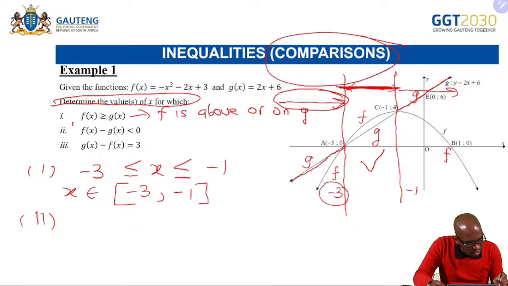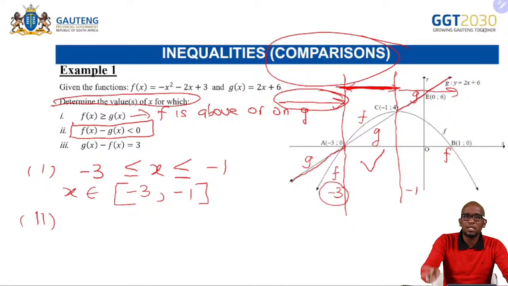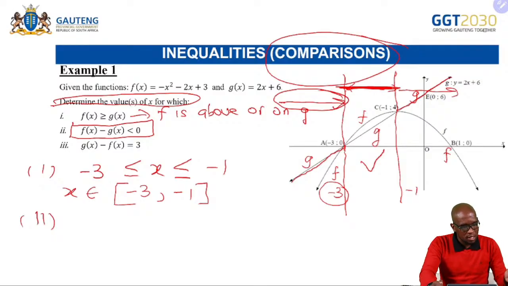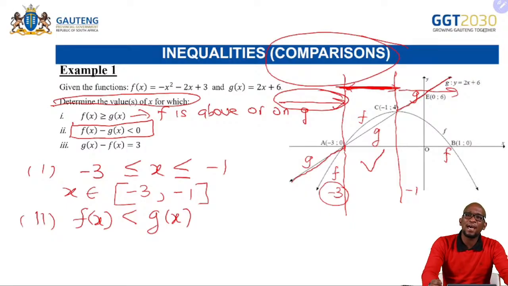So you can see that this is f of x minus g of x is less than 0. This is not a combination question, because with combination you use only multiplication and division. But now here we have a subtraction sign, which means that if we transpose g of x, we'll get that f of x is less than g of x. So we are looking at the region where f is below and g is above. That's what we are looking at.